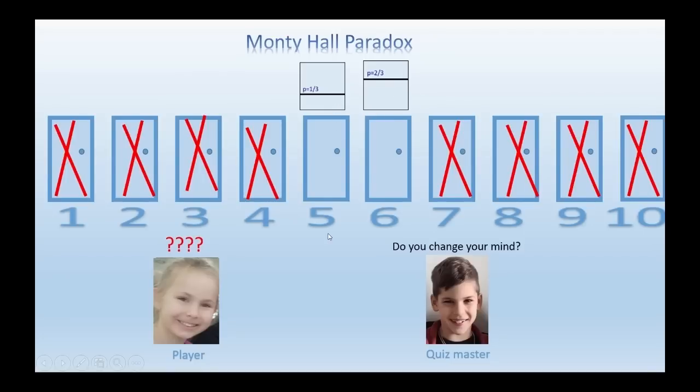When the host whispers in your ear about an empty door, a machine that draws probability distribution functions on a screen paints a completely new picture. Naturally, the only information that matters is what the particle itself knows.